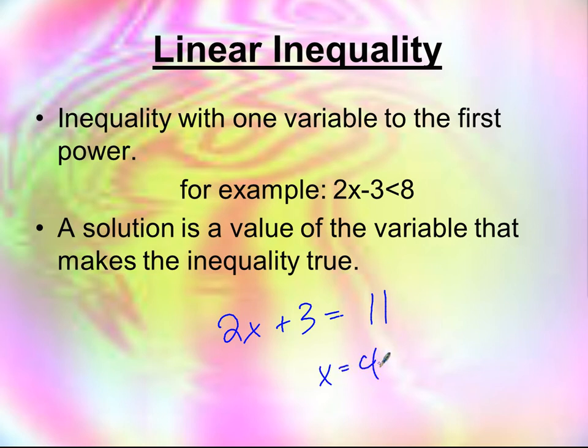Okay, for this equation, we would just get 4, wouldn't we? And we check it by just plugging it back in to see if it works, and it does. I get 2 times 4 is 8, plus 3 is 11. Check. So that's the solution because that's the only value of x in this case that makes the equation true, right? Now the same idea is true for inequalities.